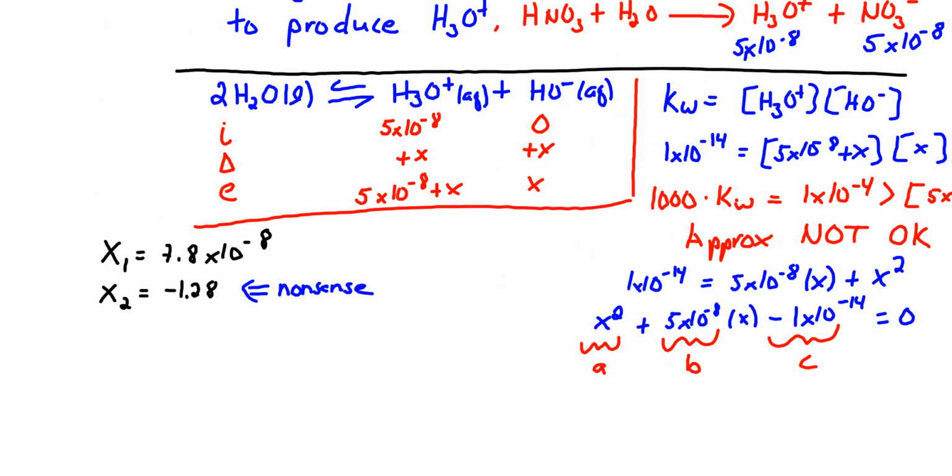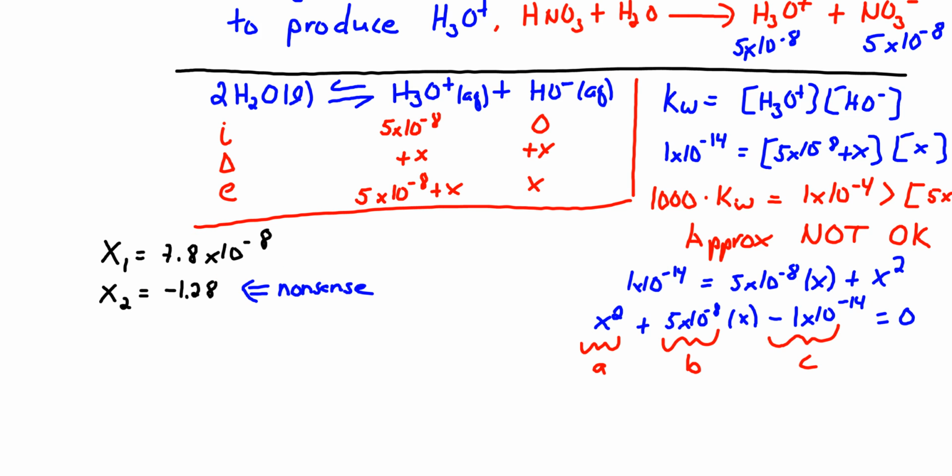Alright, so we have our two roots, only one of which is going to make physical sense. The only one that makes physical sense is this first one. Now that we have x, we go back and answer the question. The question asks us to determine the pH, and we have some amount of H3O+ from the strong acid and some amount from the autoionization of water.